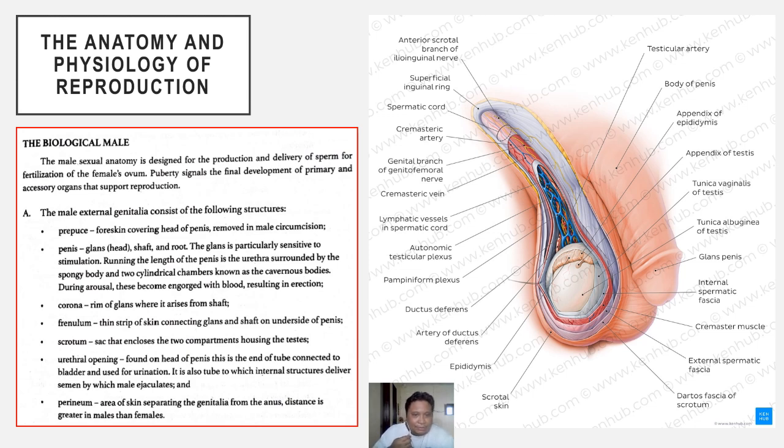The perineum is the area of skin separating the genitalia from the anus. The distance is greater in males than in females.